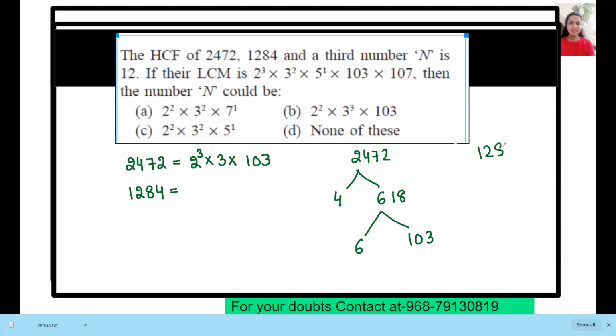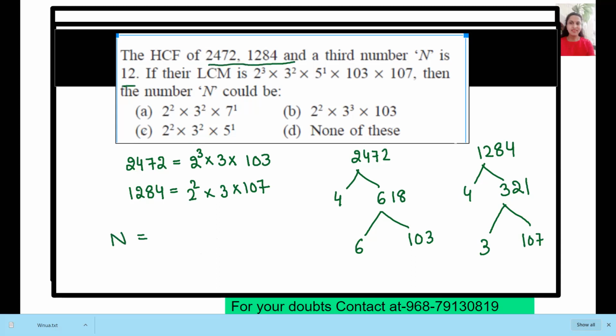Now 1284, again I'll divide it by 4. So 3 here, 2 here and 1 here. So 3, 4, 2, 6, it will be divisible by 3. So 3, 107. So let's put it 2 square into 3 into 107. Now the SCF is given as 12. So it must have 2 square into 3, because then only the SCF of the numbers will have 12. See, this is 12. So now what is the extra number here?